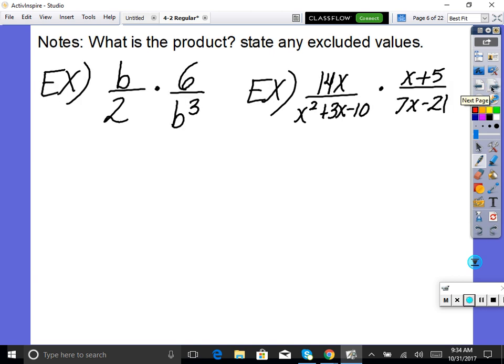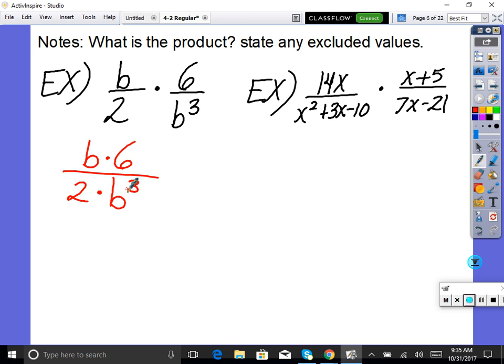Okay, let's do another one. You're writing this down on the blue paper. I'm going to be checking for this to give you a 10 on your assignment. So we have b over 2 times 6 over b cubed. It says multiply and state the excluded values. So once again, when multiplying fractions, we literally just multiply straight across. So we have b times 6 on top, and on bottom 2 times b cubed.